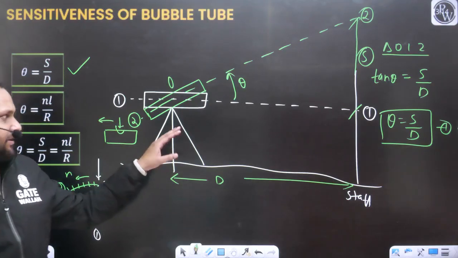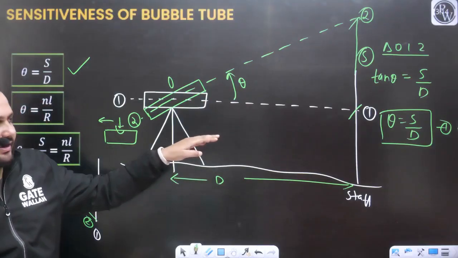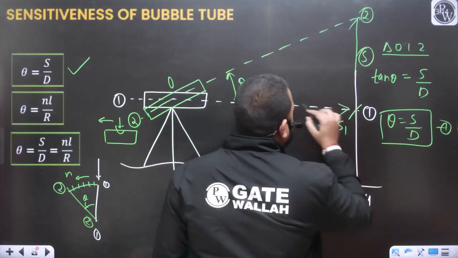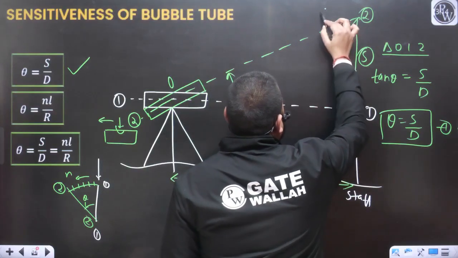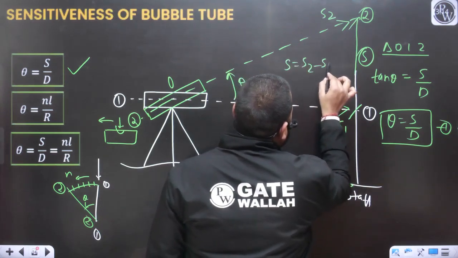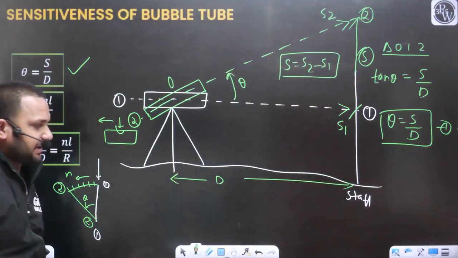What is this S? When the level was perfectly horizontal, let's say this reading was S1, and when you have provided the rotation, now let's say you are getting the reading as S2. So S will be equal to S2 minus S1.